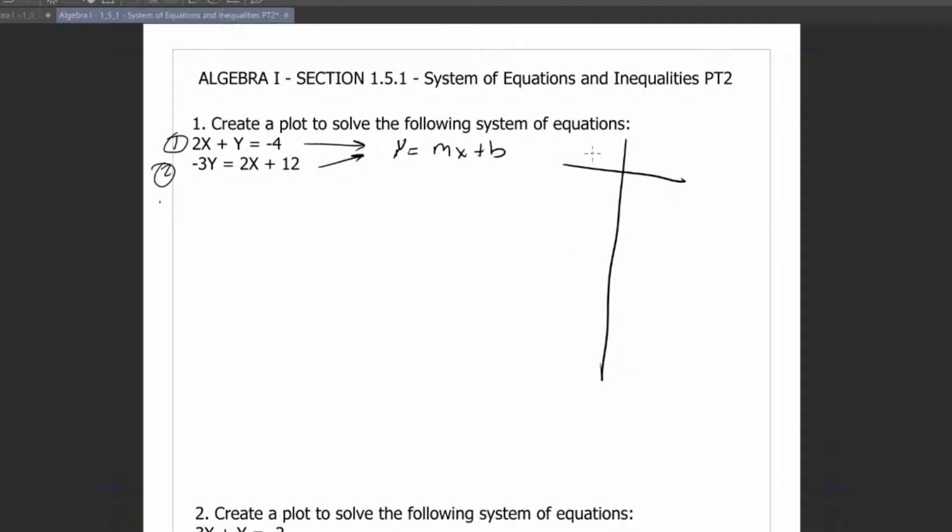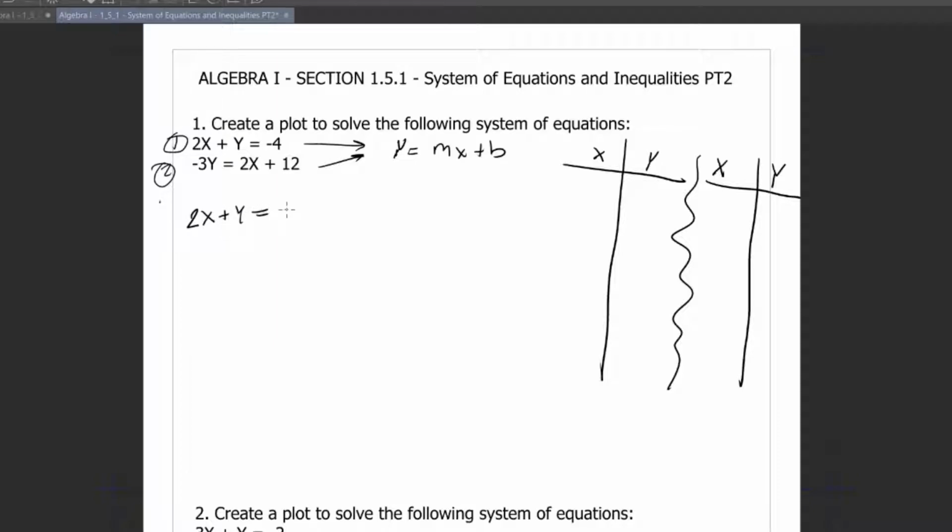So right here, I'm going to make a table. I'm going to make two tables actually, and you can plot if you have a graph. I could do a rough plot as well. So first, let's get equation 1. 2x plus y equals negative 4. What do we do here? Subtract 2x because we want this y. We want it to look like this standard form.